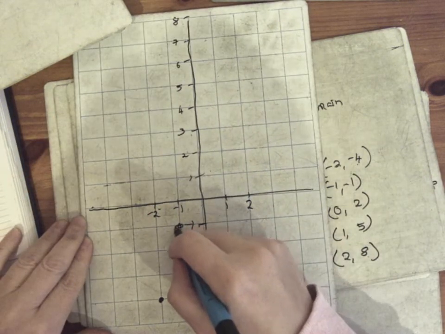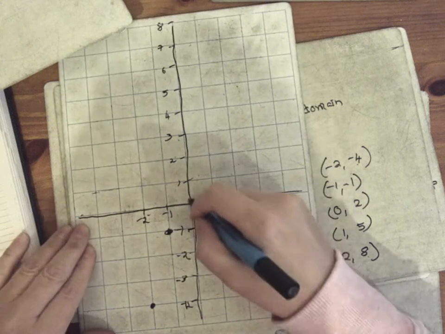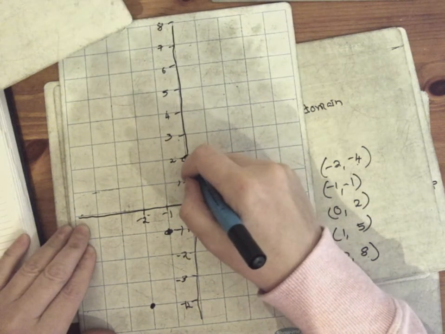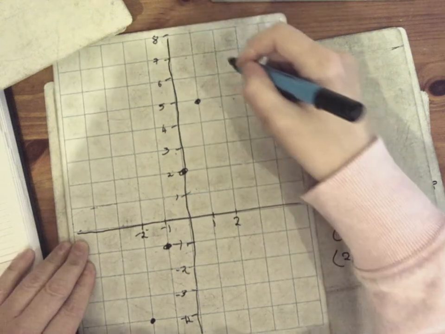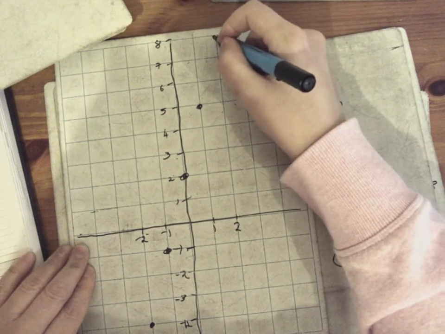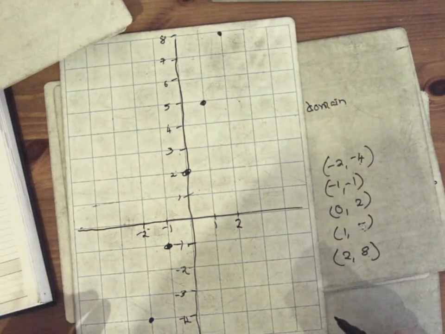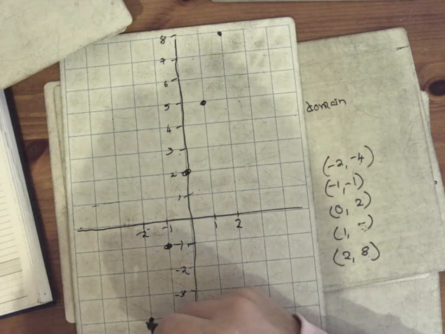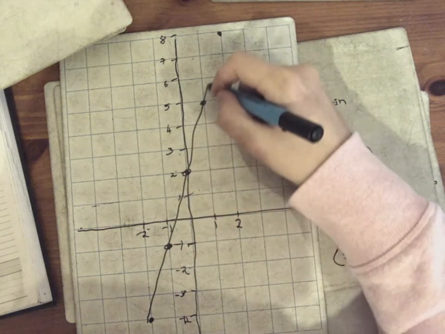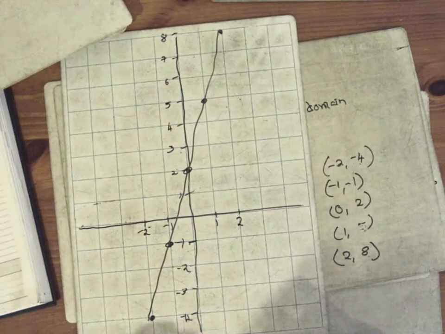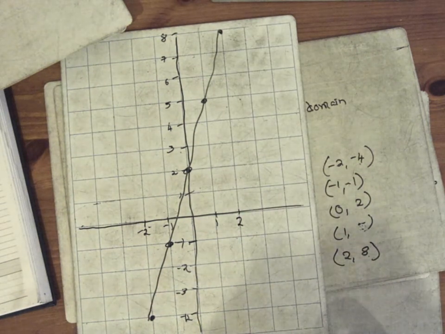So it's across to minus 1 down to minus 1. Then it's across 0 up to 2. Then it's 1 up to 5. And then it's 2 up to 8. And you know it's going to be a straight line. So do as I say now, not as I do. Get a ruler and draw it. Okay, I don't have a ruler, sorry. So you draw it with a ruler, obviously, and there's your line.